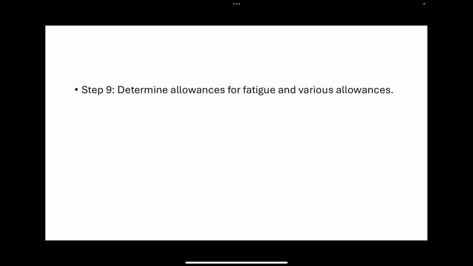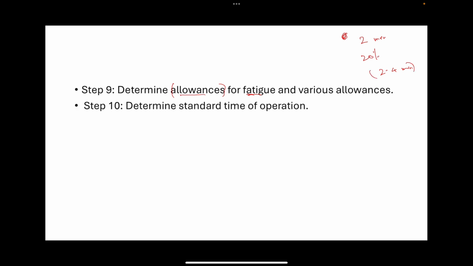In step 9, we will determine the allowances for fatigue. For calculating the standard time, we need to include allowances for fatigue. For example, if the total time for a job is maybe 2 minutes, then 20% allowance may be given. It depends, and we need to determine the allowance. After giving 20% allowance, the total will be 2.4 minutes. Then determine the standard time of the operation. After adding the allowance, we will get the standard time. So standard time will be normal time plus allowances.